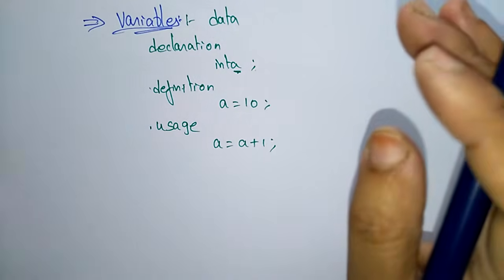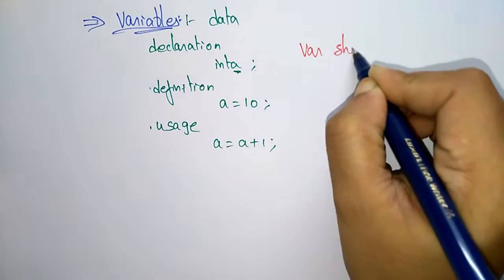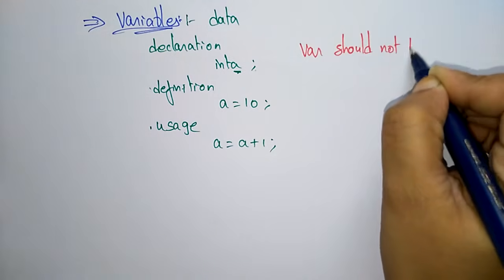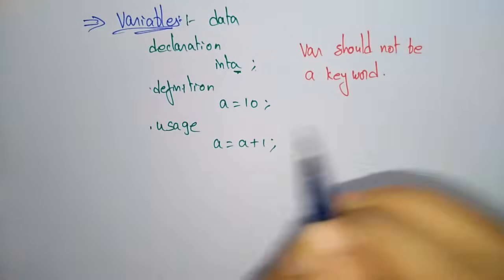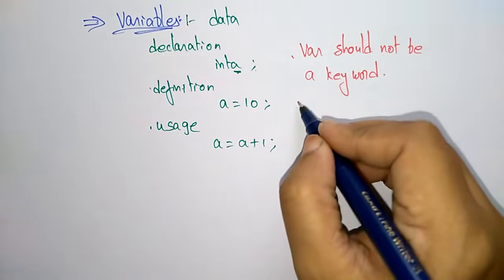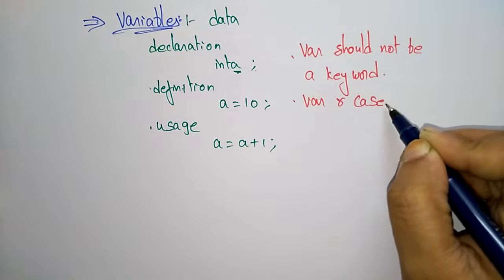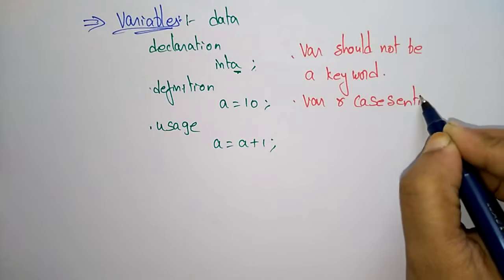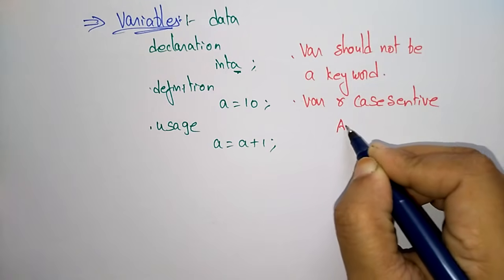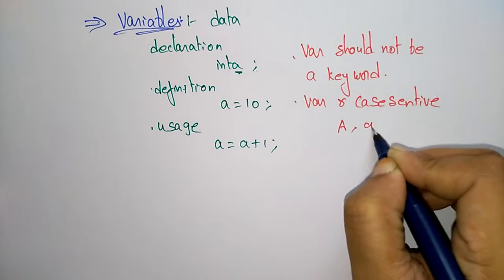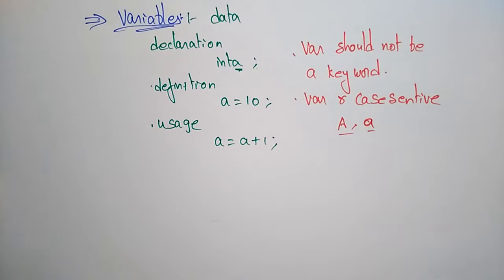So a variable should not be a keyword. You have to note that a variable should not be a keyword. And one more thing, variables are case sensitive. Actually C itself is case sensitive. So here the variables are case sensitive, meaning capital A is different and small a is different. Both are not the same.